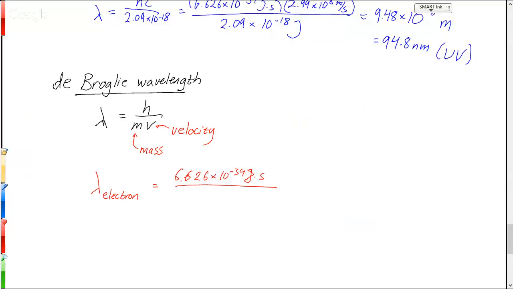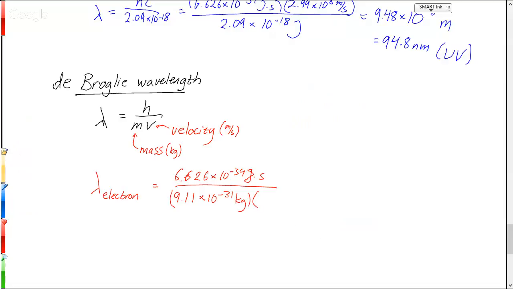So the mass of an electron is, and by the way, this has to be in kilograms because joules has kilogram in it, and velocity has to be in meters per second. So the mass of an electron in kilograms is 9.11 times 10 to the minus 31 kilograms.